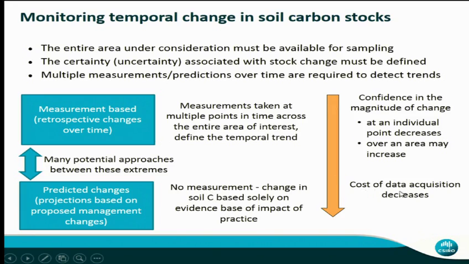And the other thing is the cost of data acquisition decreases. It's expensive to send people out in the field and collect heaps and heaps of samples and get them analyzed. If we could come up with some modeling-based scheme that we were certain of, would be very good.